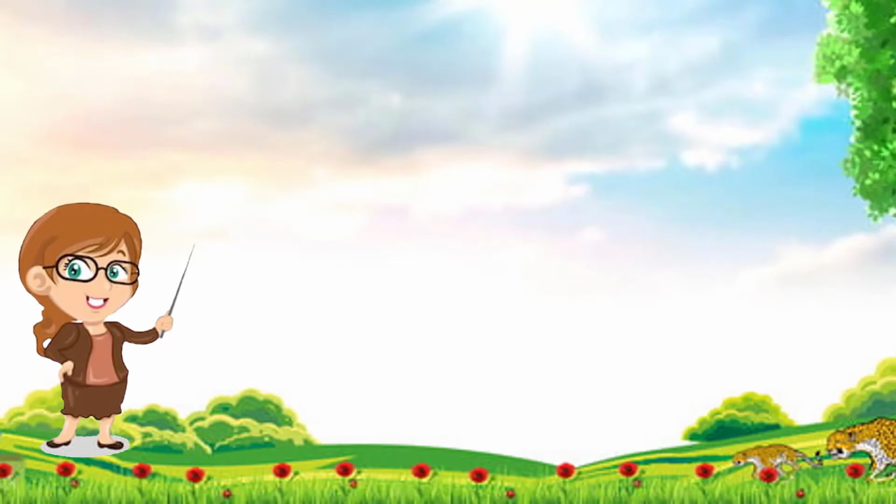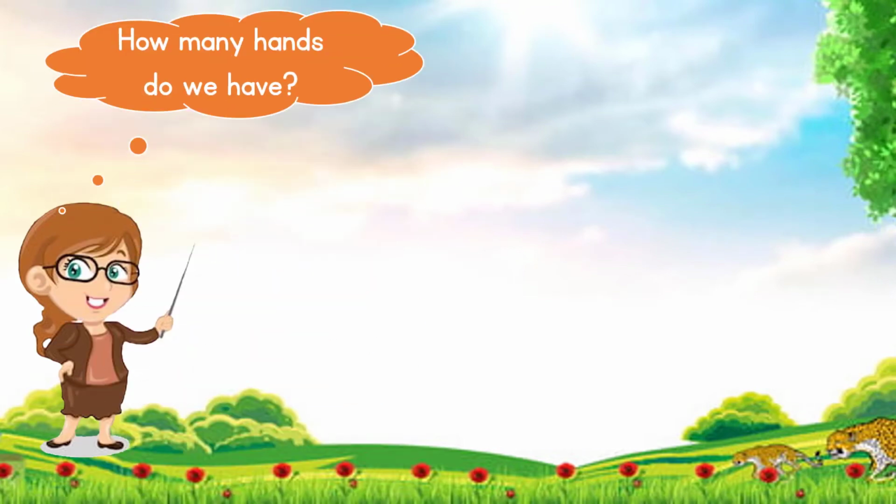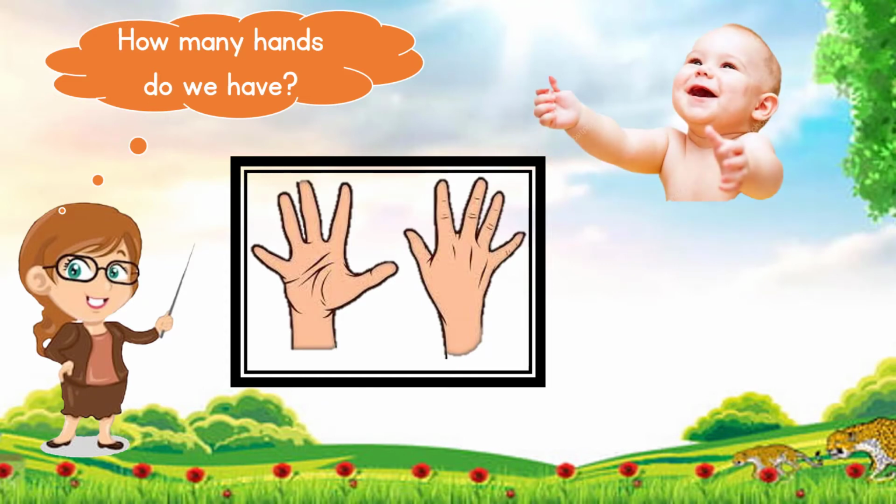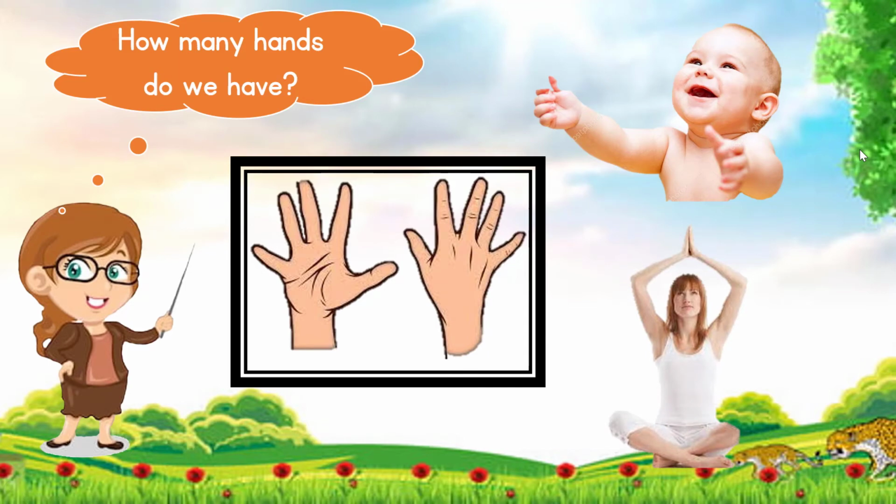So, let's take a look over here. Uh-oh, students, how many hands do we have? Let's count together. 1, 2. Wow, how many hands do we have? 2 hands. Every person should have 2 hands, all right? For example, look at the baby, so cute, right? The baby also has 2 hands, 1 and 2. And every other person also has 2 hands.